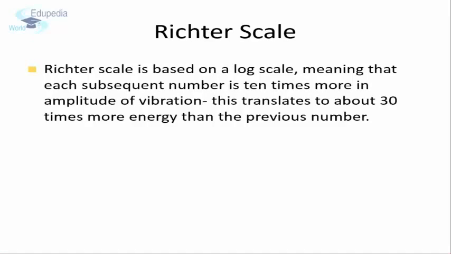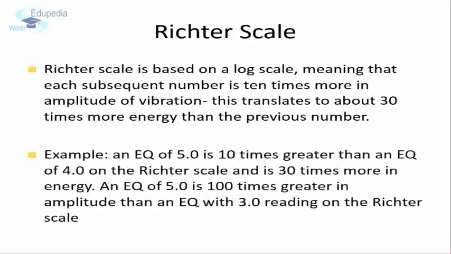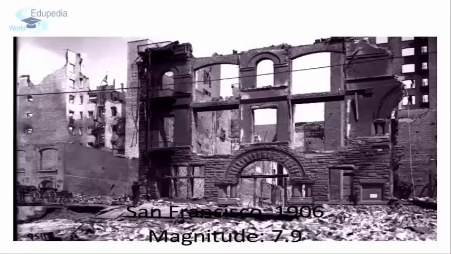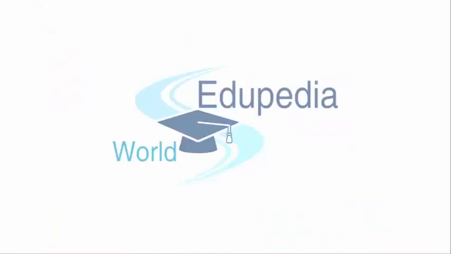One integer increase in magnitude roughly correlates with a 30-fold increase in the amount of energy released. A difference of two integers on a Richter scale equals a 1000-fold increase in energy. This is San Francisco, 1906, hit by an earthquake of magnitude 7.9. This was all for the session.